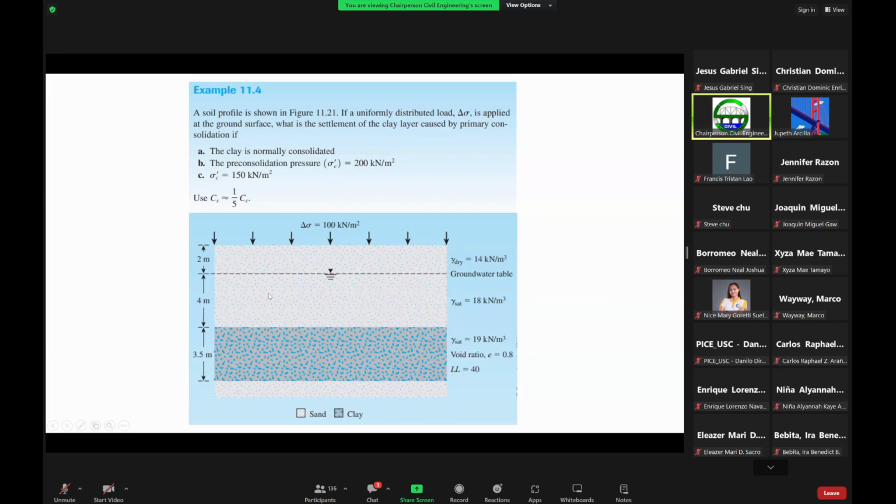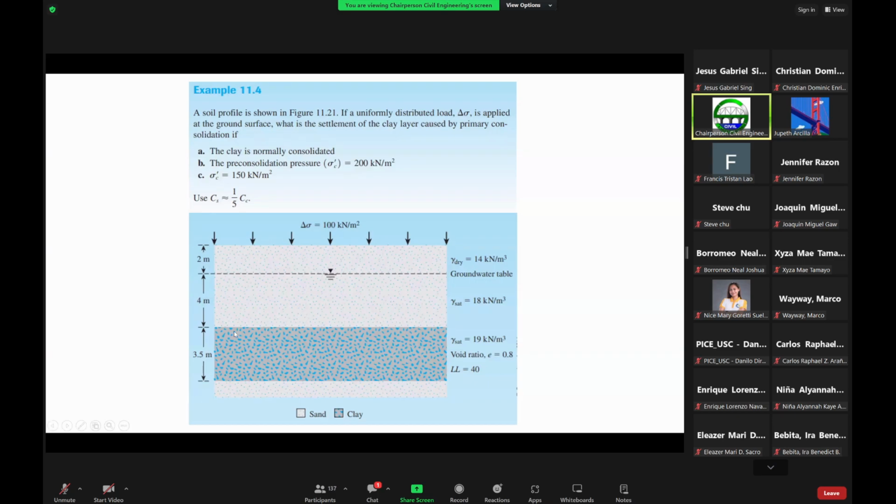Now, for our ground profile, we have a sandy material on top, that's this one here, on top of the clay material at the bottom. For the sandy material, you have here the groundwater table. So above the groundwater table, about 2 meters depth, you have the dry unit weight of the soil, which is about 14. And below the groundwater level, you have a saturated unit weight of 18 with a depth of 4 meters.